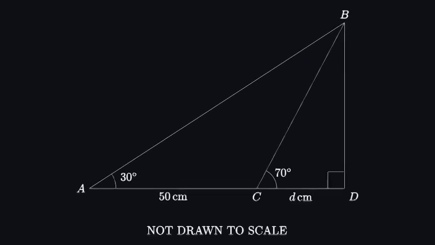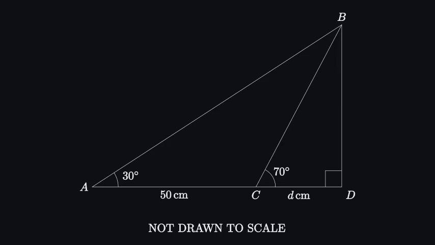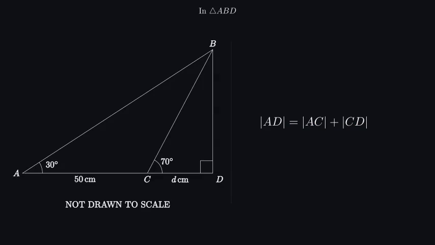This is the diagram. The base is split into two parts. Length of AC equals 50 centimeters, and length of CD equals d cm. The first important observation is that the whole base, length of AD, is made up of length of AC and length of CD. Since length of AC equals 50 centimeters and length of CD equals d cm, we have length of AD equals 50 plus d. The height, length of BD, is shared by the large triangle, ABD, and the smaller triangle, BCD.